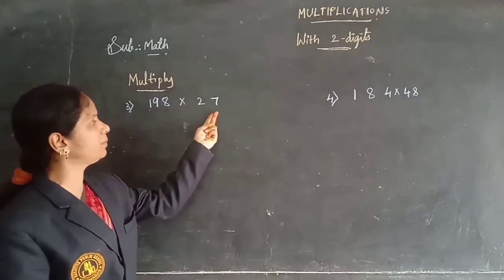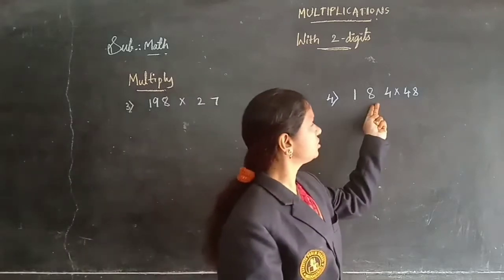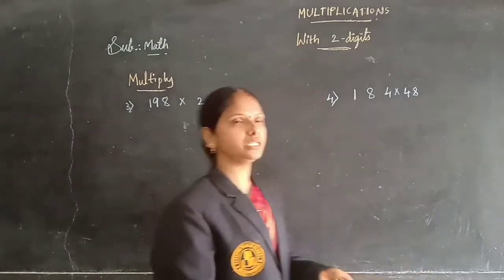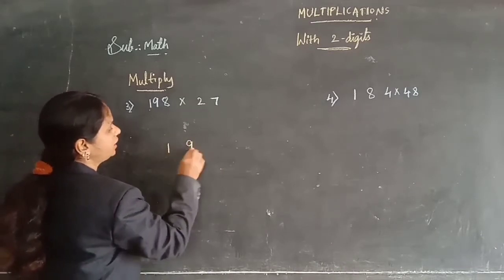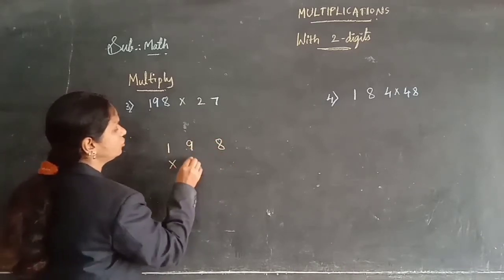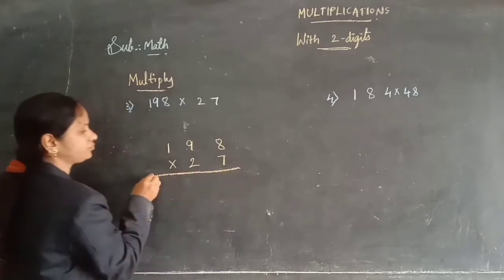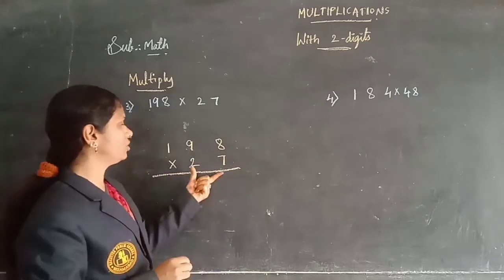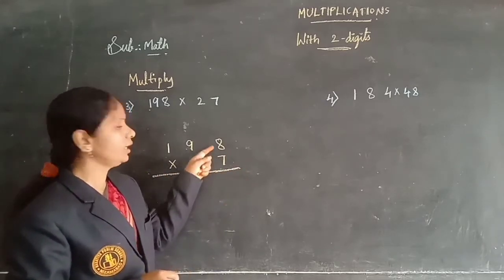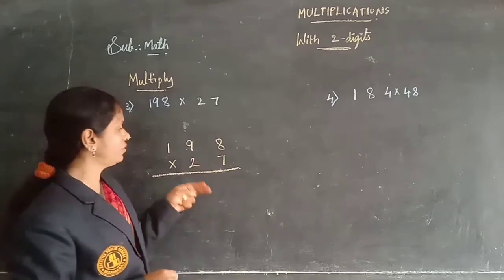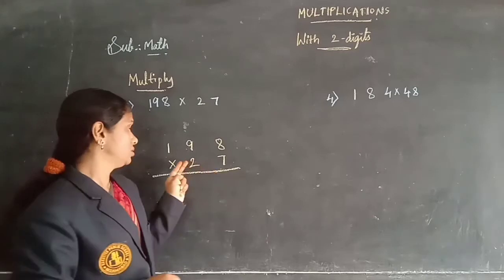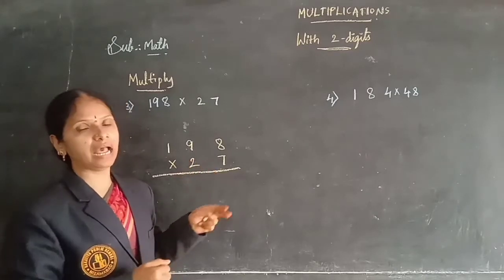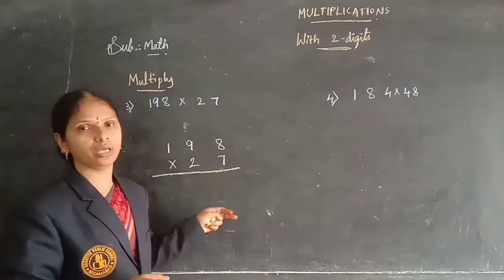Yes children, now look at these problems. A 3-digit number we are multiplying by 2 digits, and here also a 3-digit number we are multiplying by 2 digits. Let's do multiplications. Here 198 into 27. Okay, now you don't know the 27 table, so you can multiply by the 7 table first, and in the next step you multiply by the 2, and later we will add those two products.